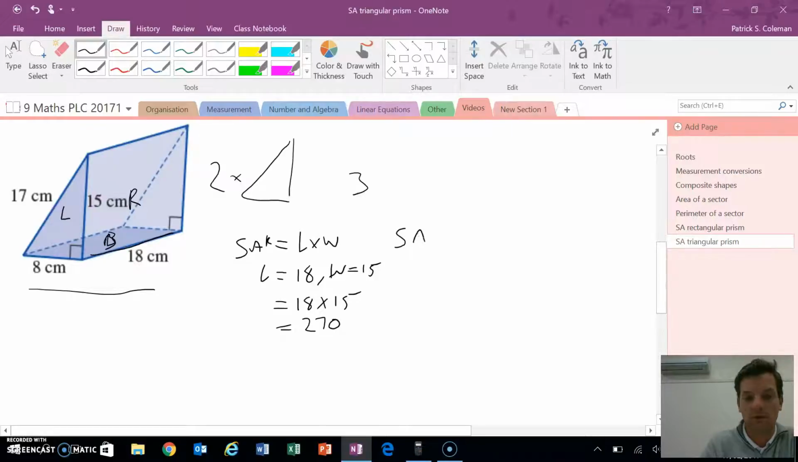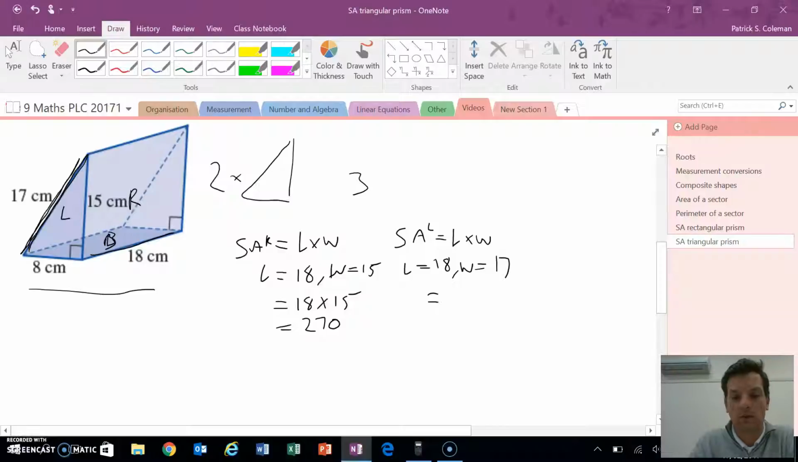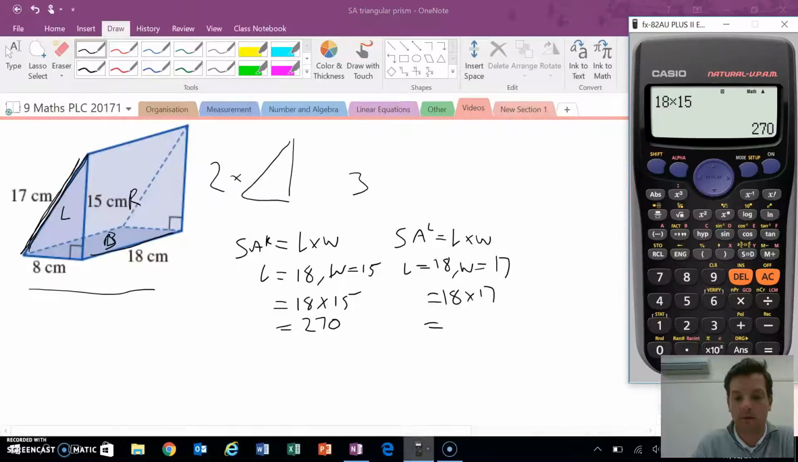So now we're going to find surface area L. It's the same formula because it's going to be a rectangle. Our length in this scenario is going to be 18 again. Our width, however, is going to be 17 because we're talking about this side here. So now that we've got that, we can plug it into the formula. 18 times 17, 306.